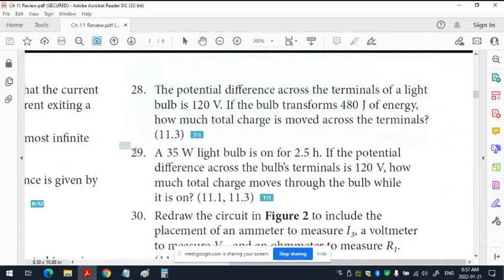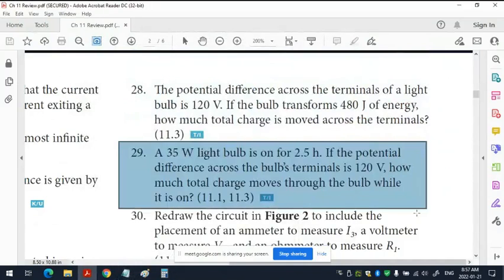29. Okay. A 35-watt light bulb is on for how much time? 2.5 hours. If the potential difference is 120, how much charge has passed through? Okay. We have 3 numbers, not just 2. We have power, we have time, and we have charge. Sorry, voltage. We're looking for charge.